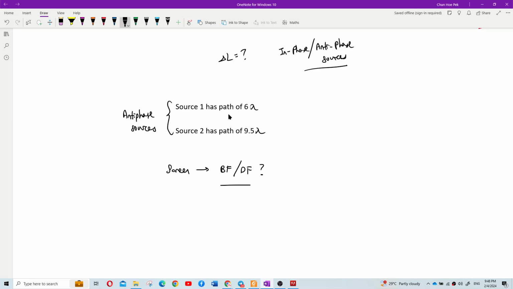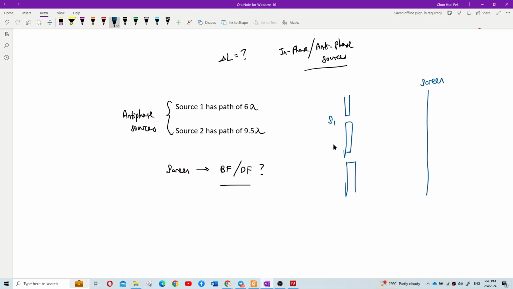Now tell me, class, what is your guess? Bright fringe or dark fringe? Dark, sir. Just tell me, bright fringe or dark fringe on the screen? Dark, sir. Oh, okay, dark fringe. Okay, so let us see.